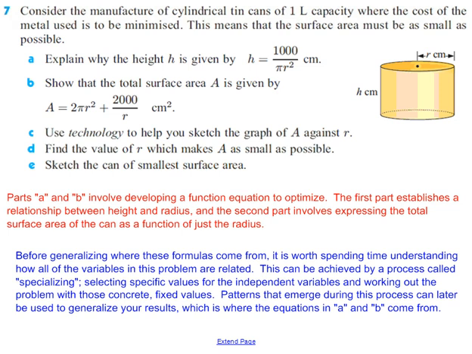Okay, when talking about optimization, the real challenge is oftentimes finding the equation that you're supposed to optimize. And in a problem like this one, they've done the work of giving you the equations so that you can answer the questions C, D, and E, which are essentially the optimization questions. The real challenge is coming up with these equations on your own.